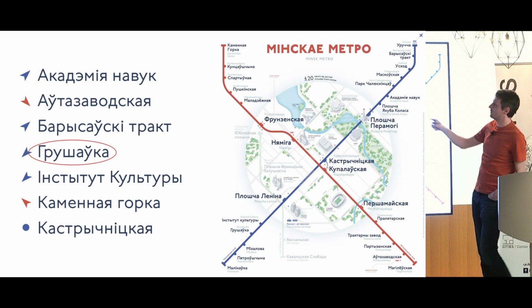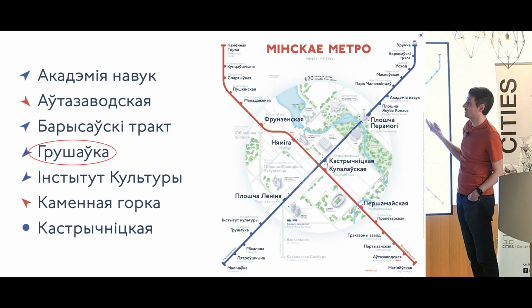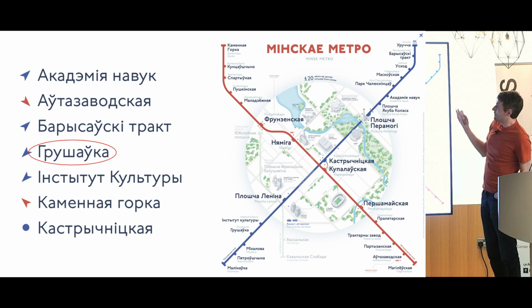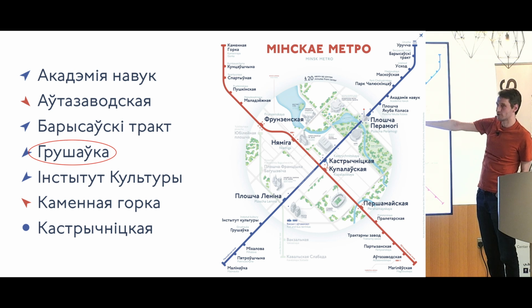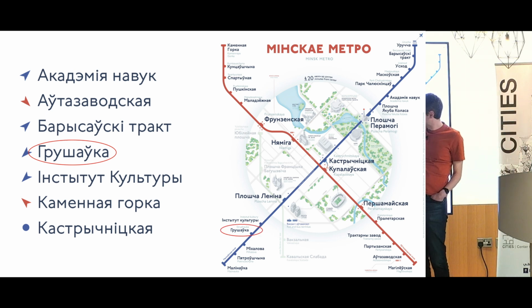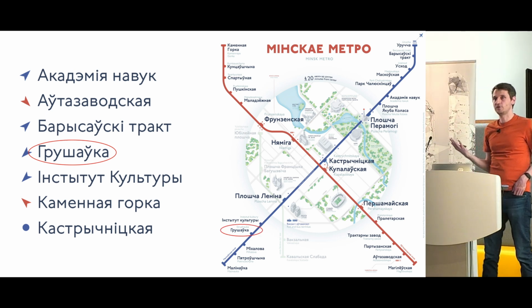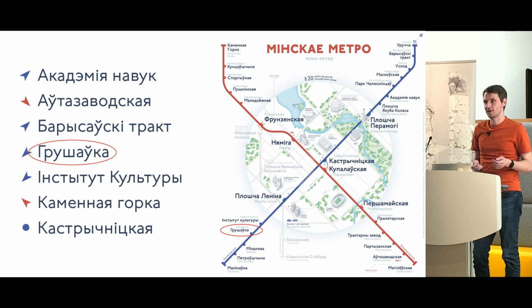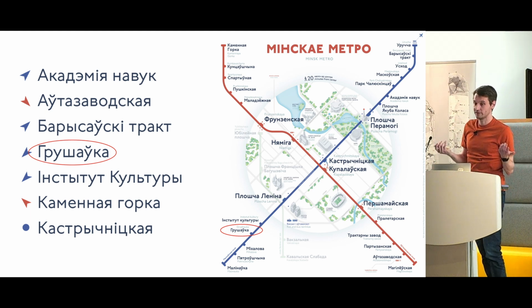For example, you want to find this station, which is called Grushauka, I guess. I'm not sure, I don't speak Belarusian. You know that it's somewhere in the bottom left, and here it is. This is something you can do if your system is well balanced around the center, when there's a very distinct center and it's not like it grows equally in all directions. So I would try this for Berlin, for example.